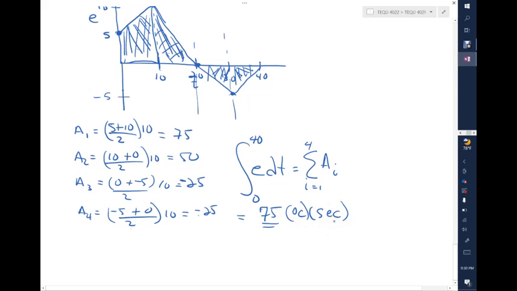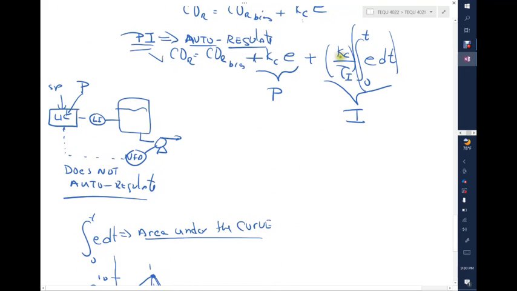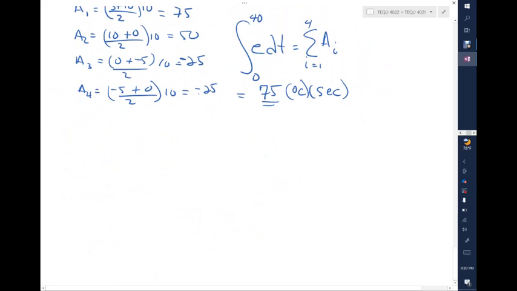Now, remember, in my controller, that area is multiplied by a factor, Kc over tau I. Now, Kc, we already know Kc has a unit. What is the unit of Kc? The unit of Kc is percentage over degree C. Tau I must have units as well. Those are seconds. So if you take those units, for example, that 75 has degree C times second. Now Kc, whatever this number is, is going to be percentage over degree C.